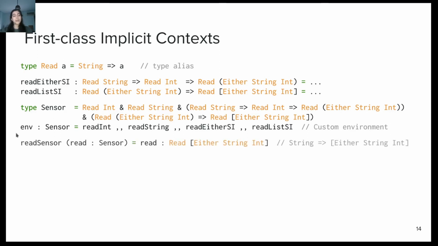To do that, we create the readSensor function, which expects an argument of type sensor and annotates it with the appropriate type, read of list either string int.